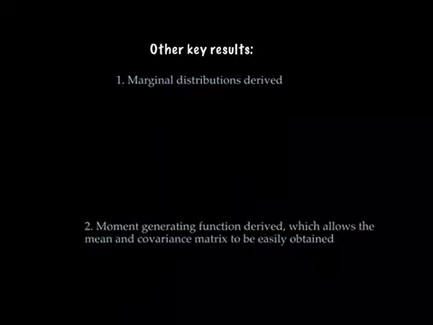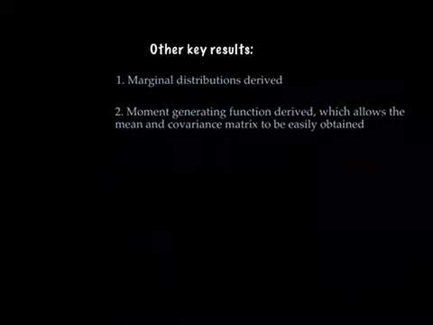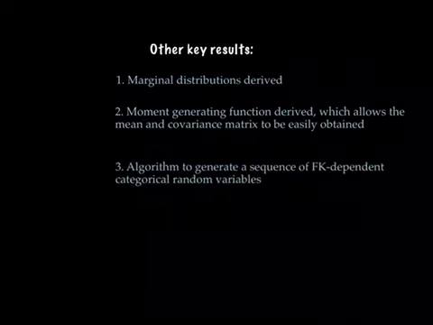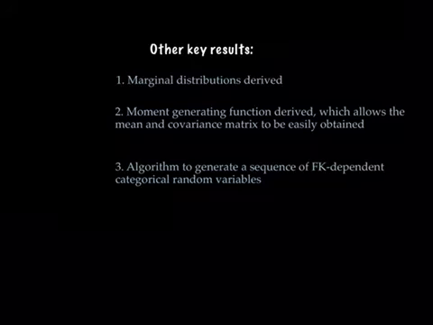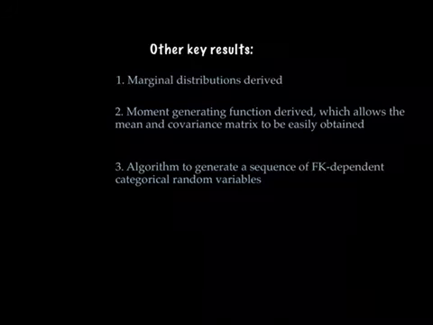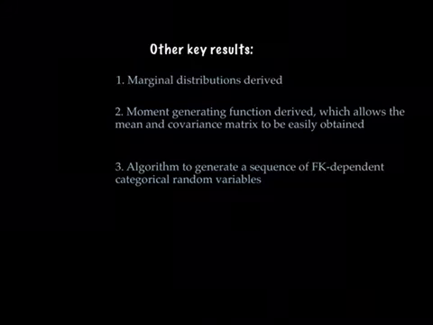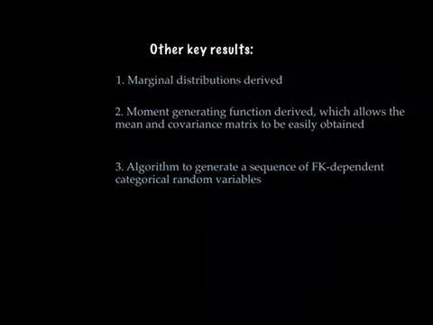Some other interesting key results of this paper are that now that the generalized multinomial distribution has been derived, the marginal distributions were given. In addition, the moment generating function was derived. This allows the mean and the covariance matrix to be easily obtained. The third thing is that an algorithm to generate a sequence of first-kind dependent categorical random variables is given. Now, I'm not going to go into detail in this video on all three of these other key results. You're welcome to read the paper to get further details.